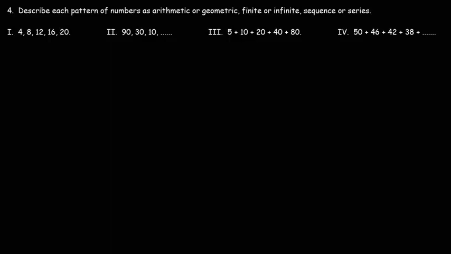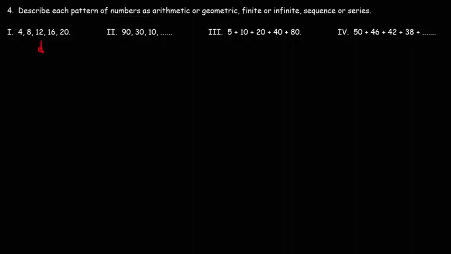Number 4. Describe each pattern of numbers as arithmetic or geometric, finite or infinite, sequence or series. So looking at the first one, do we have a common difference or a common ratio? Going from 4 to 8, we increase by 4. From 8 to 12, that's an increase by 4. And 12 to 16, so we're constantly adding 4. We're not multiplying by 4. So therefore, we have a common difference and not a common ratio.